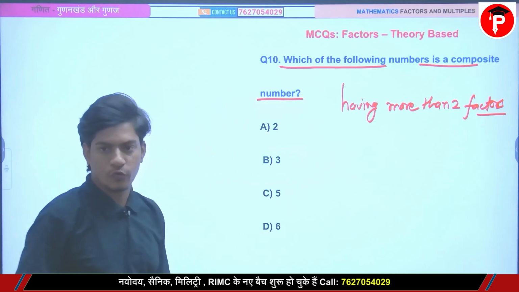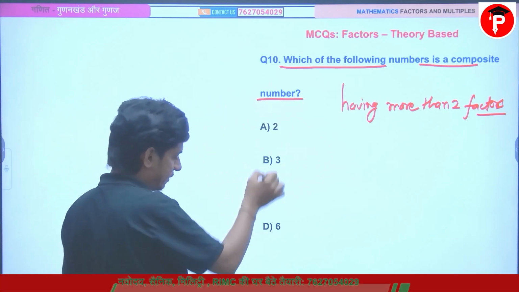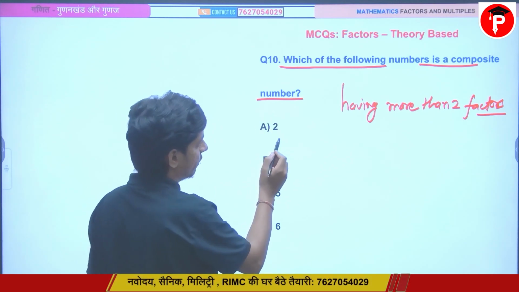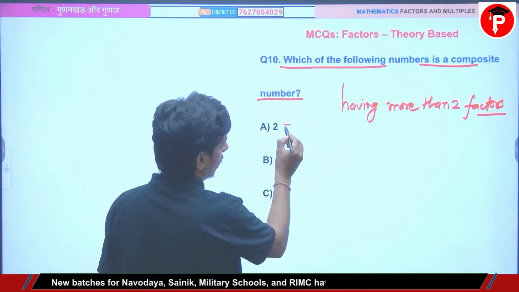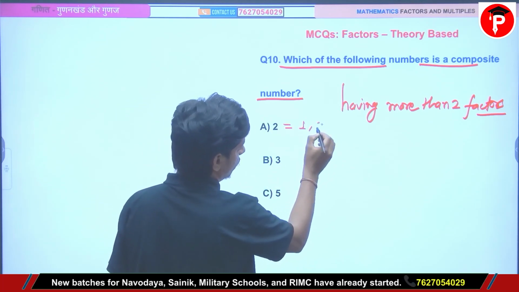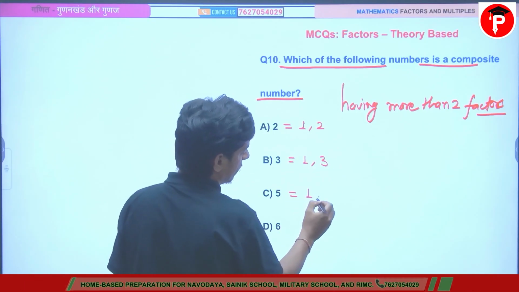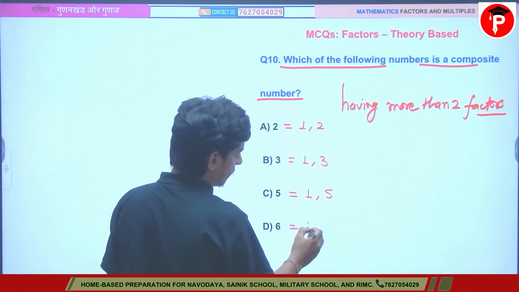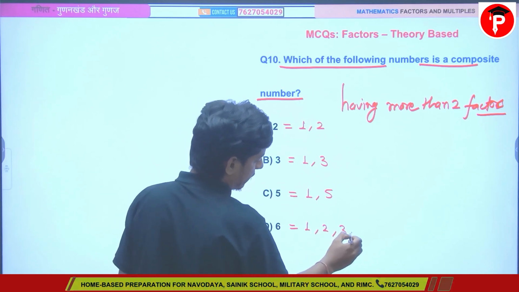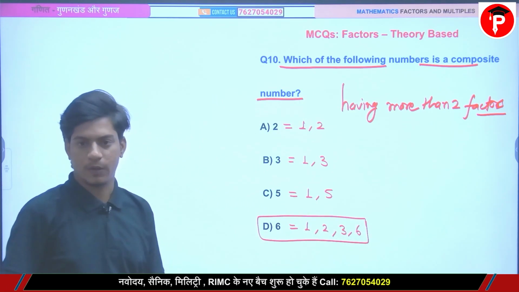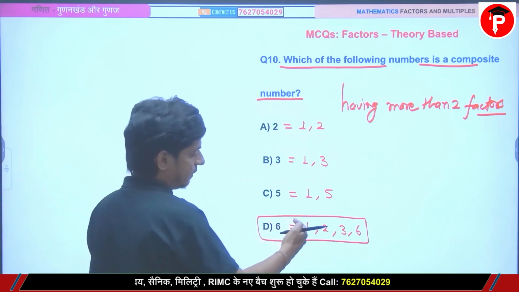Having more than two factors. If you look at all these options, which number has only two factors? More than two factors: 2 has 1 and 2. 3 has 1, 3. 5 has 1, 5. 6 has 1, 2, 3 and 6. This is the composite number because it has more than two factors.